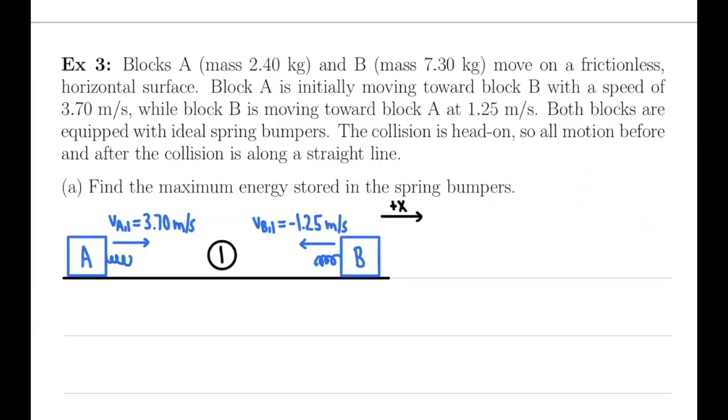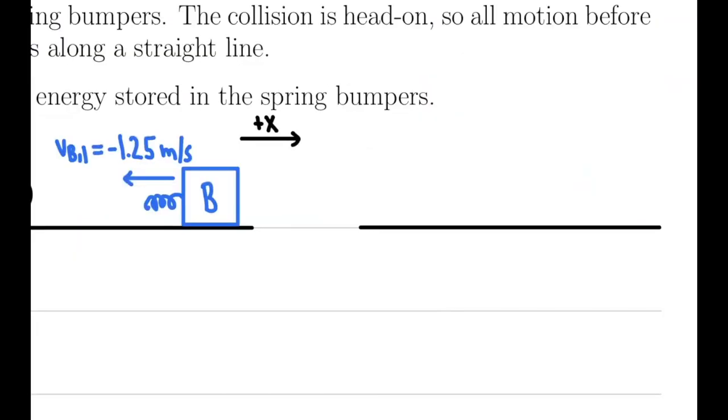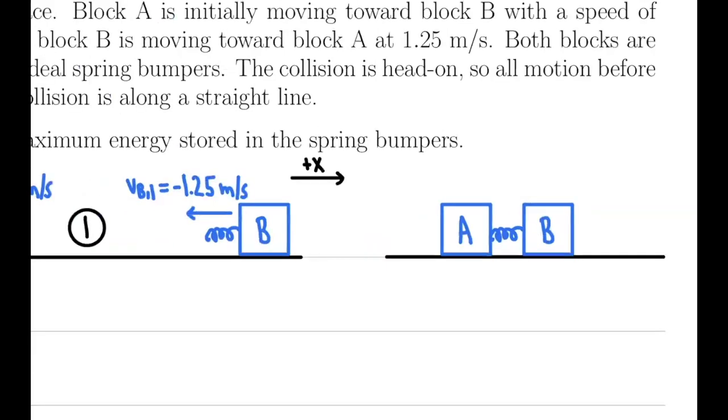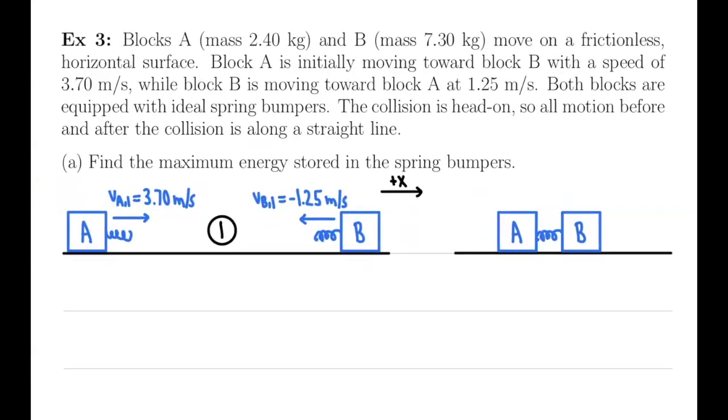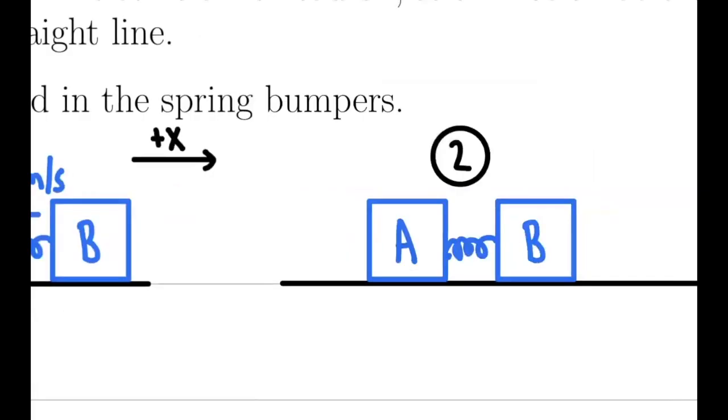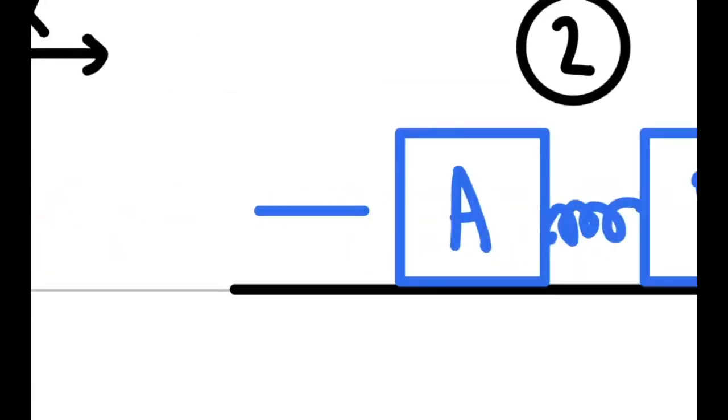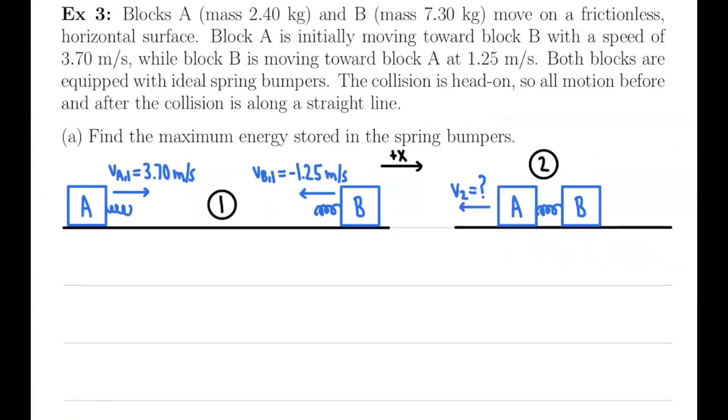And then they collide head on like this, and they reach a point where the springs reach their maximum compression. That's where we have the maximum energy stored in the spring bumpers. So that's this point right here, and I'm going to call that 2. They're going to be moving together at some velocity, let's say v2, that we don't know right now. We're trying to find the maximum energy stored in the spring bumpers, which is basically the same thing as the maximum elastic potential energy.